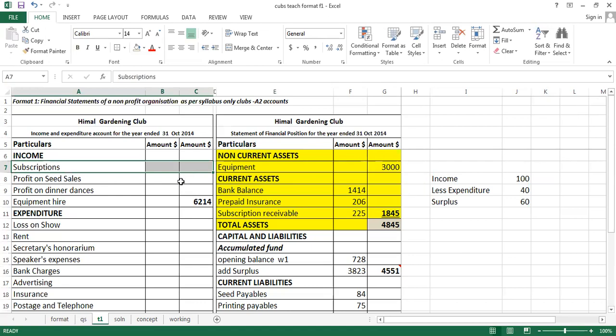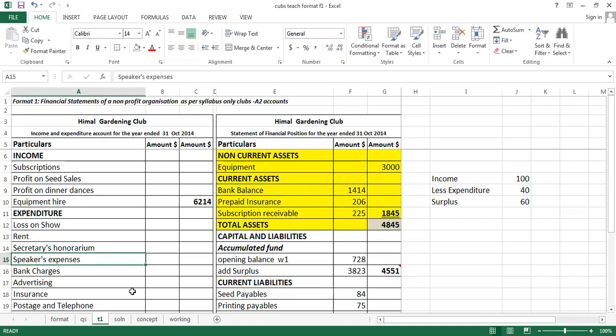Then the clubs can conduct different activities other than the core activity of the club. So if the club has conducted different activities, like you can see a seed sale, dinner dance, these are different activities. If there's profit, you need to show it under the income heading. If it's loss, you need to show it under the expenditure heading. That's the only major difference.